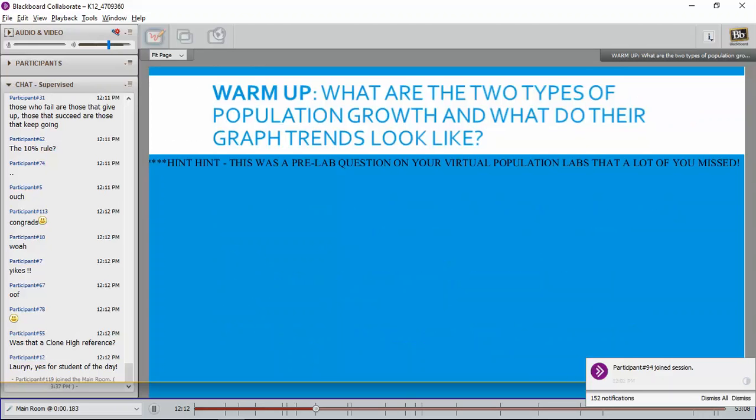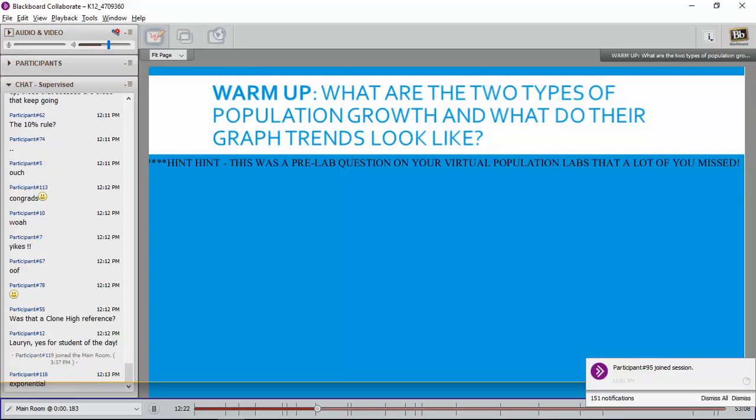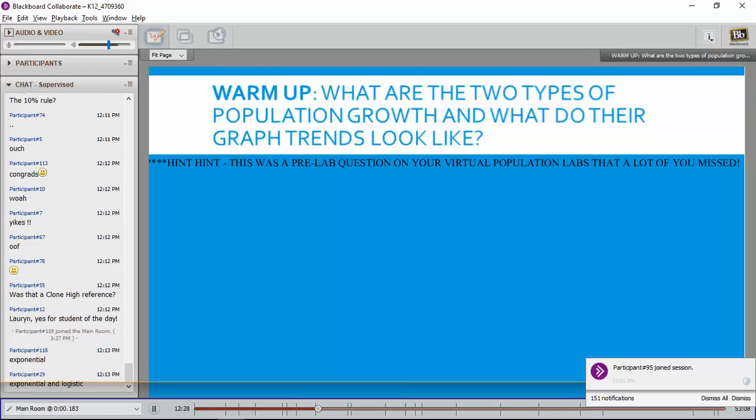Okay, our warm-up is a question that we should already know. What are the two types of population growth and what do their graph trends look like? And then I put a little disclaimer in here. Hint, hint. This was a pre-lab question on your virtual population labs that a lot of you missed. All right, Logan, give me the name of one of these types of growth.